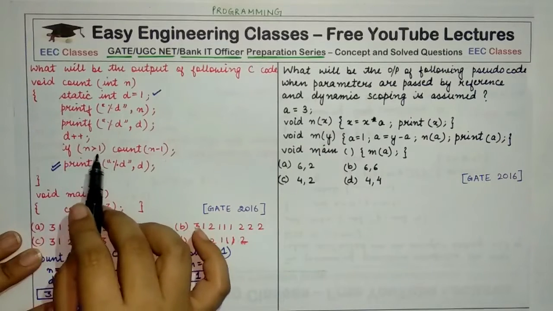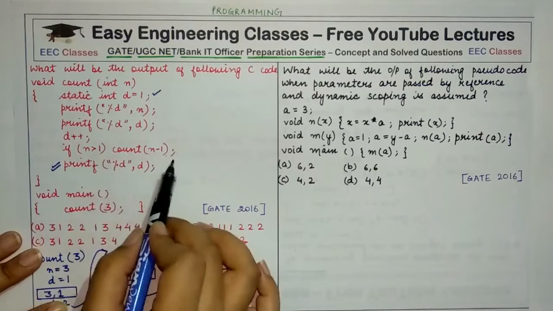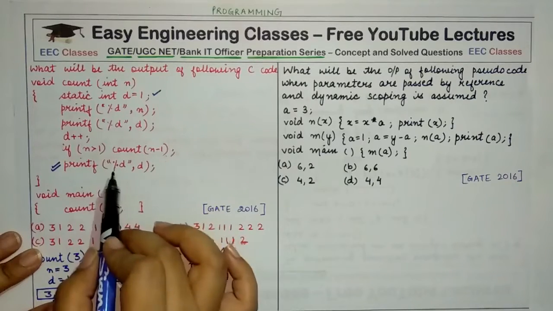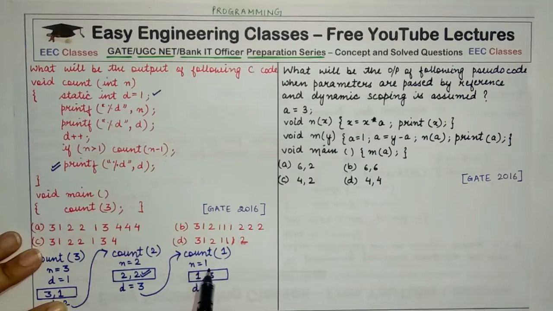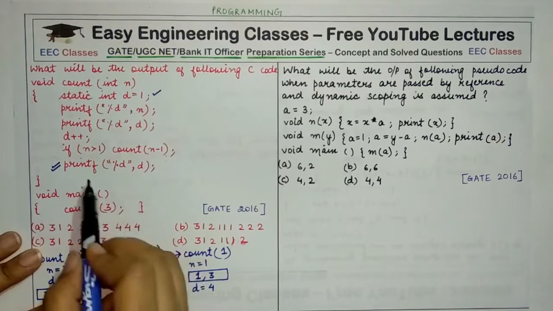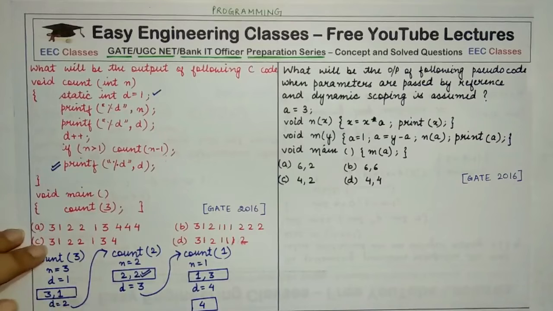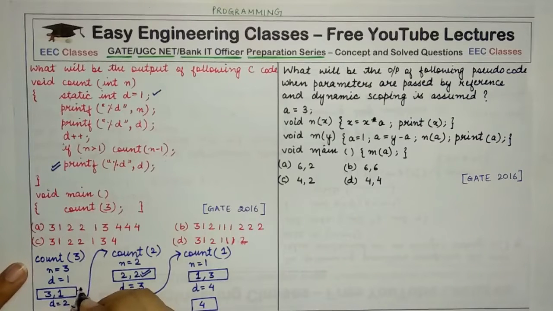If n is greater than 1, then count. The if statement only has a single statement, that is the call of the function count, but here n is equal to 1, so we would not make another recursive call. We'll directly jump to the final print statement, which is print d. Now d would be printed and the value would be 4. Okay, so I'm making dotted arrows to tell the order in which the print statements would take place.